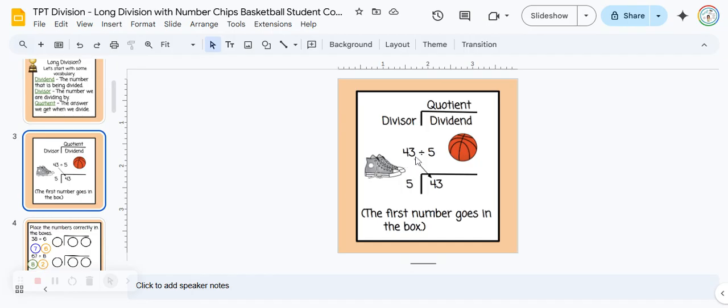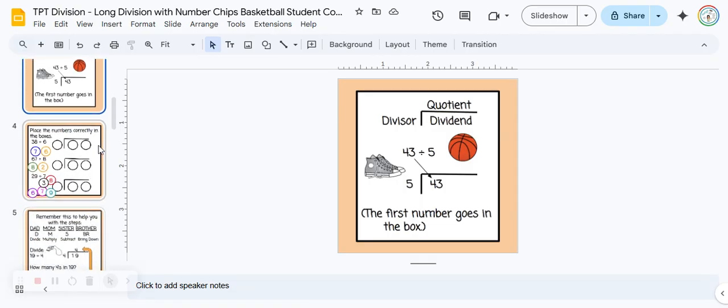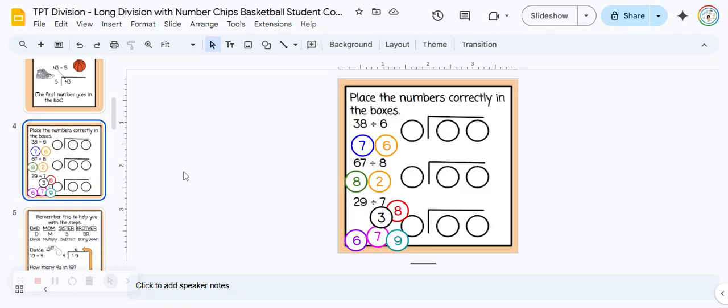So if we have 43 divided by 5, 43 is the dividend, goes inside the box. 5 is the divisor, goes outside the box. So the first slide students are going to work on is fairly simple. They're going to be moving these number chips into the correct place just to show where they go in the division problem. So here we have 38 divided by 6.